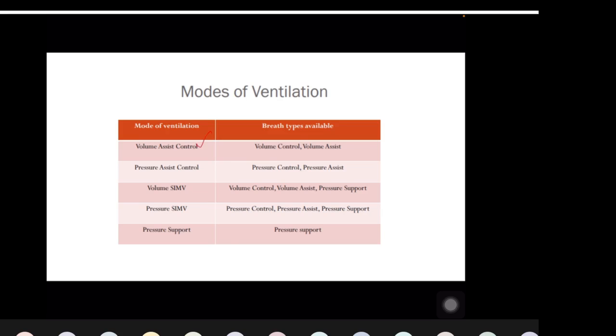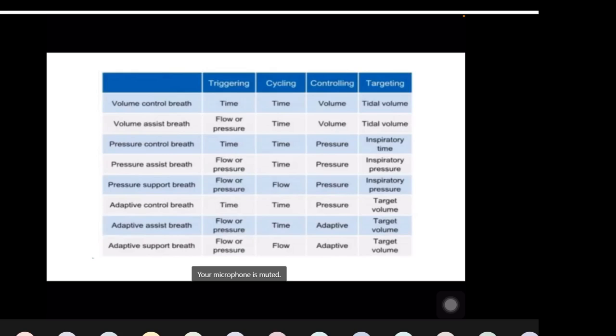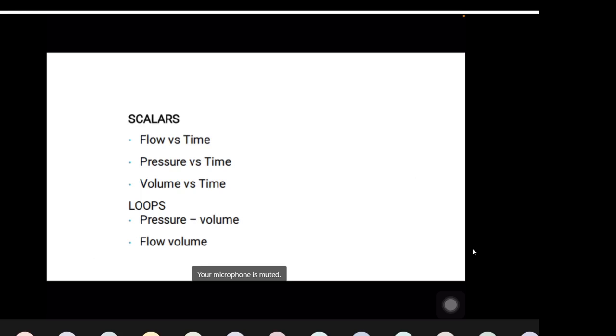I'm not going into details regarding the various different types of modes of ventilation. The most important thing that you have to understand is the concept of scalars as well as loops. So now we are going into the topic proper, that is the ventilator graphics. In ventilator graphics, there are two important concepts, scalars and loops.